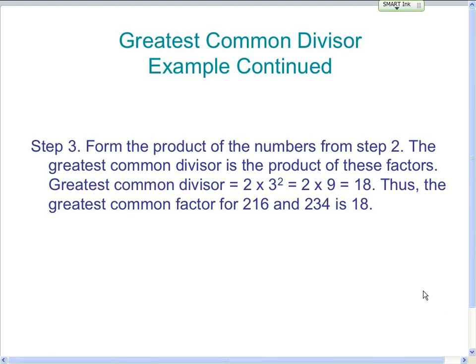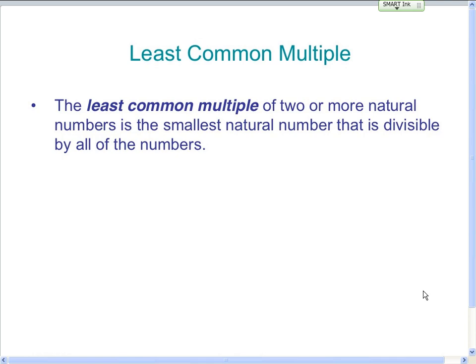This is section 5.1, part 2. We left off with finding the greatest common divisor. So let's talk about least common multiple.